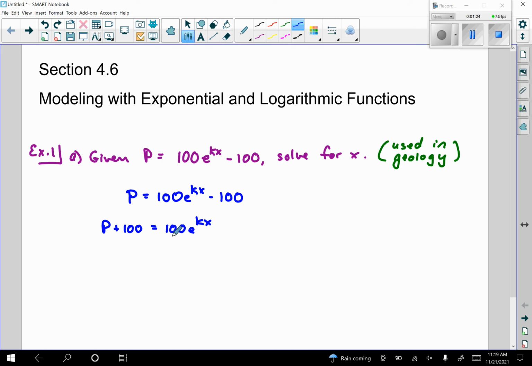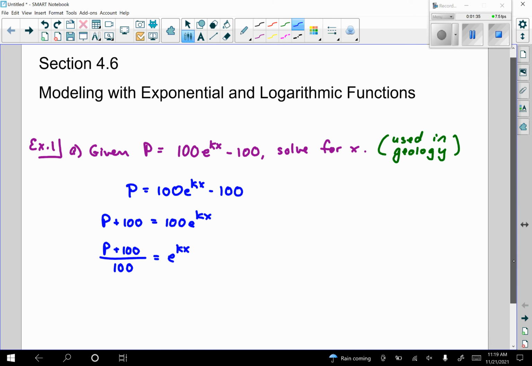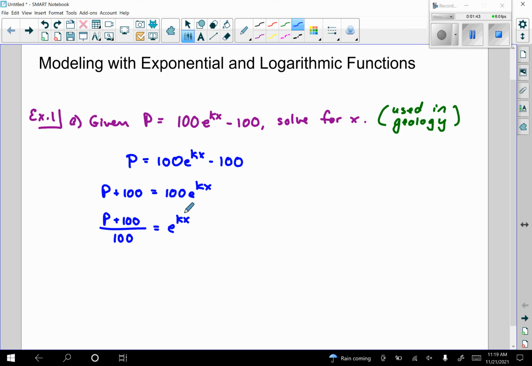So now we get P plus 100 is going to equal 100 times e to the kx. Now I have to get rid of this 100 that's out in front, so I'm going to divide both sides by it. So we get P plus 100 divided by 100 is going to equal e to the kx. Now we have to get the exponent to come down. How do you think we're going to do that? We'll just use the natural log for these examples. We're going to take the natural log of both sides.